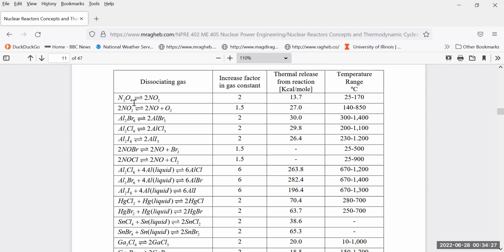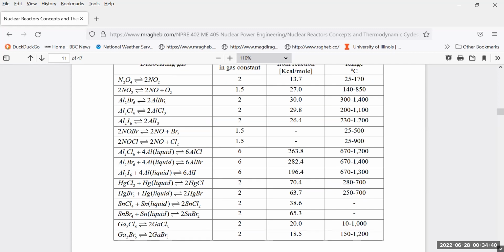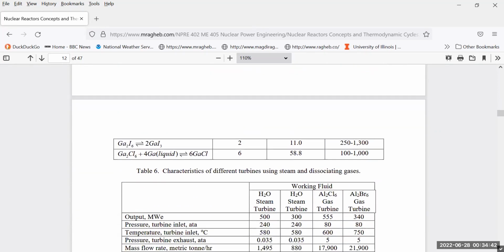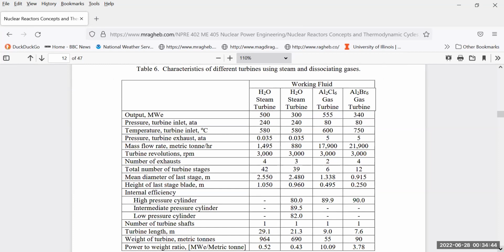They operate at different temperature ranges. N2O4 operates at a very low temperature, 170 degrees Celsius. But if you go to the aluminum bromide, you reach 300 to 1400 degrees Celsius. So now that you have doubled, or you can even go to 6 times the gas constant, what advantage do you get? So let's compare 2 steam turbines.